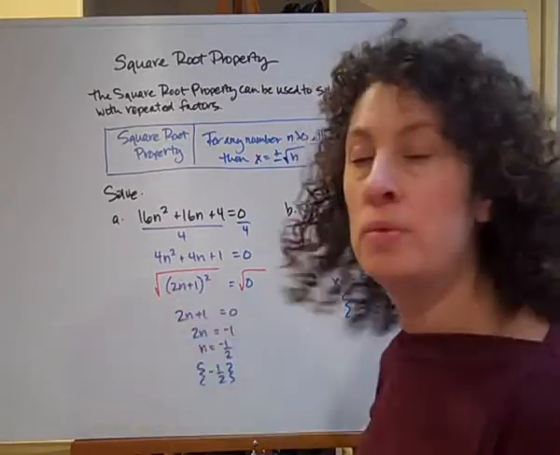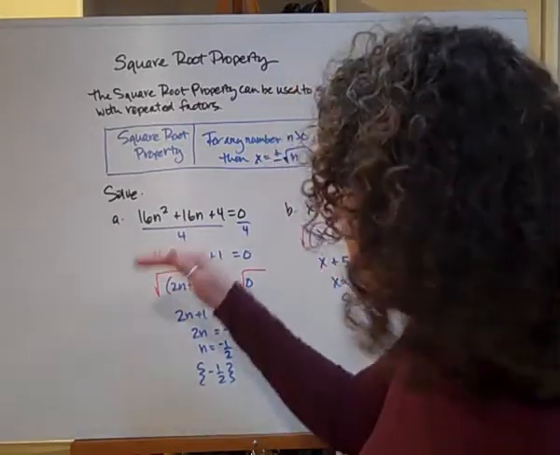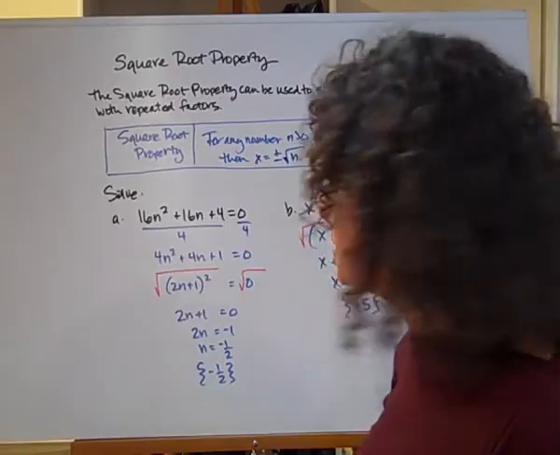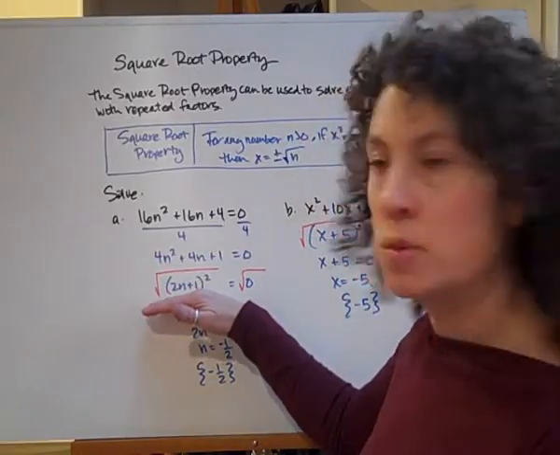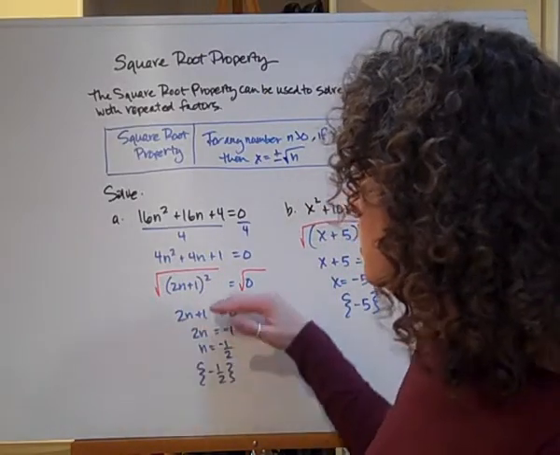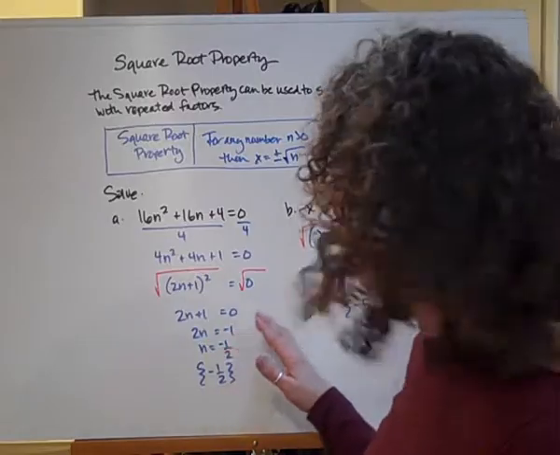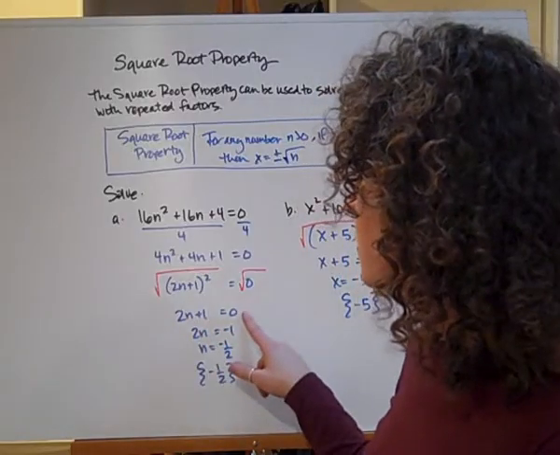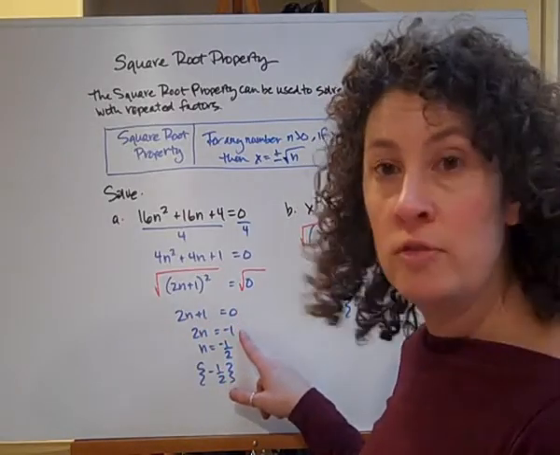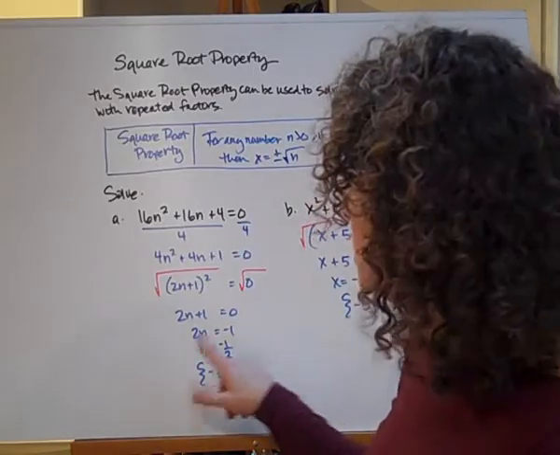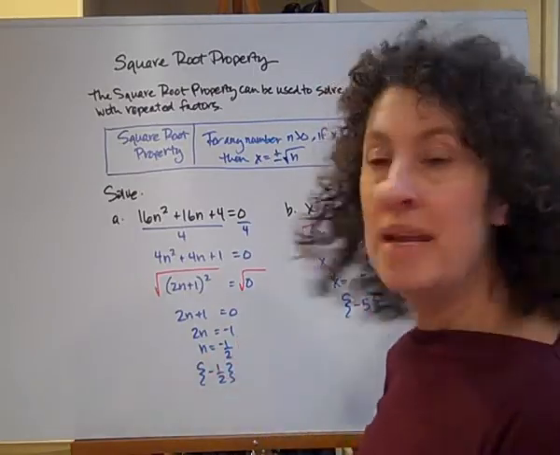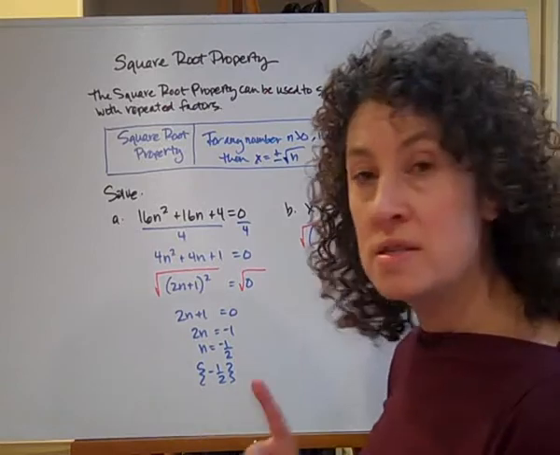Since I know this side with my variable is a perfect square, I can take the square root of both sides. So the square root of 2n plus 1 squared is 2n plus 1. The square root of 0 is 0. So I end up with 2n plus 1 equals 0. Subtract 1 from each side, 2n equals negative 1. Divide by 2, I get n equals negative 1/2. So I have one solution here.